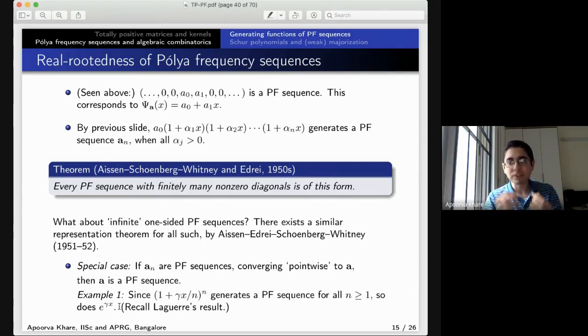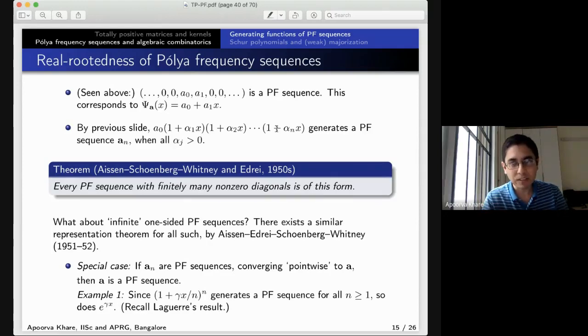There are just simple observations like the Cauchy-Binet formula to multiply generating functions and then just take limits of totally non-negative matrices. That gives you that the exponential has the Taylor coefficients of a one-sided Polya frequency sequence. And that is what Fekete actually used to prove Laguerre's result in 1912. Okay, that's the first example.